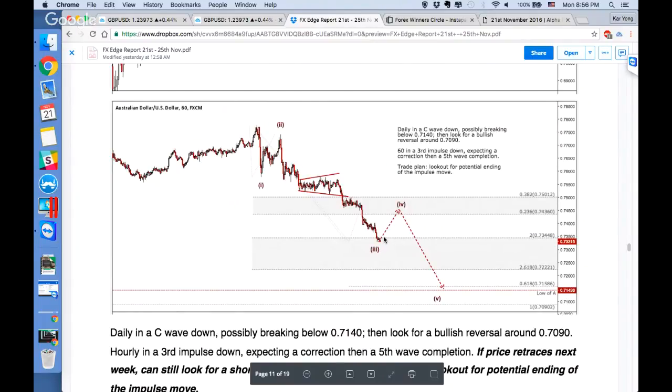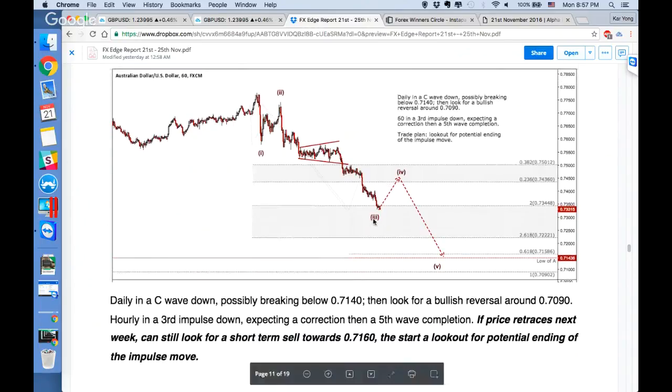So we expect price from here to at least do a correction, because I shared with you that price cannot go in one direction, go straight down like this. It goes up and down, up and down, up and down. So right now we are expecting it to retrace up towards this region highlighted, 7435 to 75. The trade plan for Aussie dollar for this week is the same. Look out for potential of this ending and then trade it.